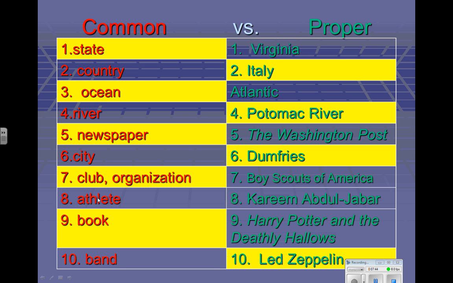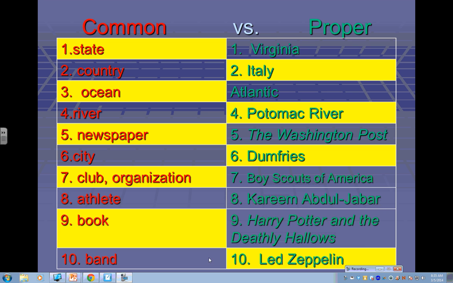Okay. For 8, I have athlete. I chose Kareem Abdul-Jabbar. For 9, book, Harry Potter and the Deathly Hallows. Notice that the book title is italicized and capitalized. Notice "and" and "the" are not capitalized, and that's because in titles, we don't capitalize the non-essential words like conjunctions and articles. Remember, you learned about the 3 articles last class, a, an, and the. The last one, band, I chose Led Zeppelin because I'm an old person, but they're still the best band ever, so check them out.